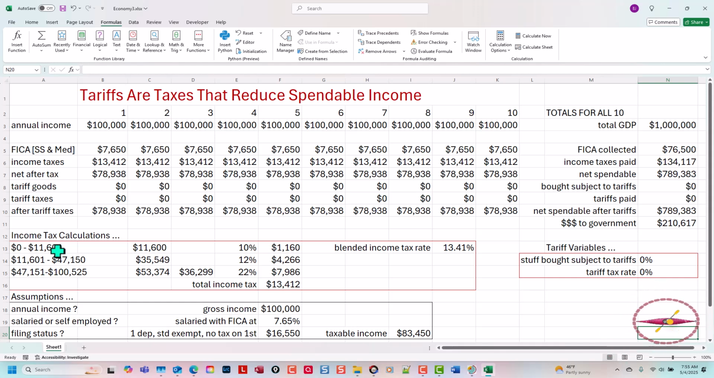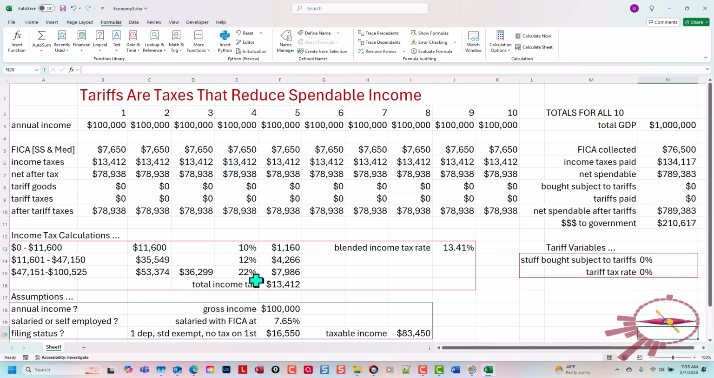Again, that federal tax schedule dictates that the first $16,550 is not taxed. Above that, the next $11,600 is taxed at 10%. Amounts between $11,601 and $47,150, which is a block of $35,549, are taxed at 12%. Values between $47,151 and $100,525, which is a block of $53,374, are taxed at 22%.